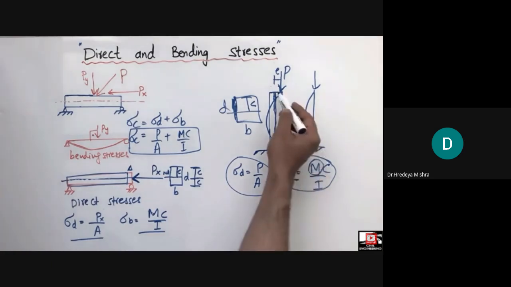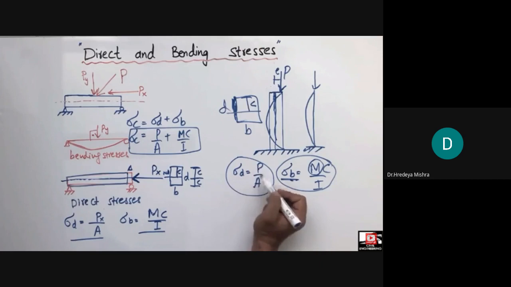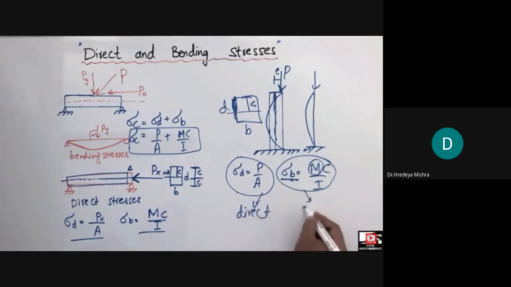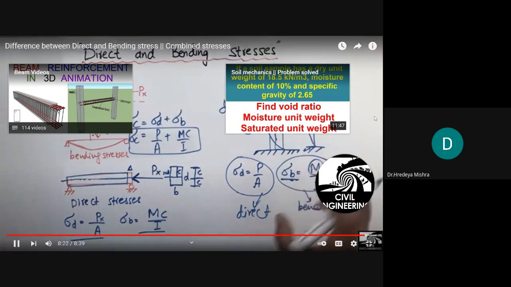If it was acting at the center of the column, we have to find out the stresses, which are called the direct stresses, simply by dividing the load by the cross-section area of the column. Also, in a column we have two different types of stresses: one is called the direct stresses and the other is called the bending stresses. It depends upon the load, on how the load acts on your structure.